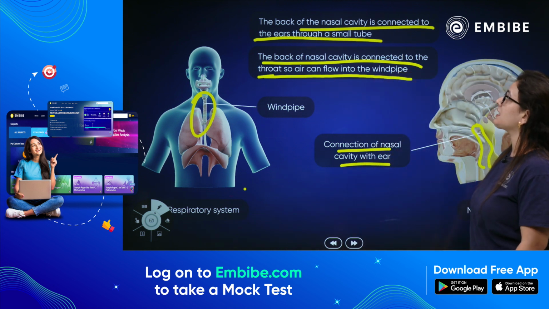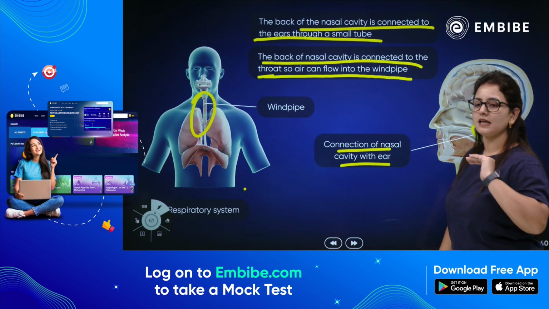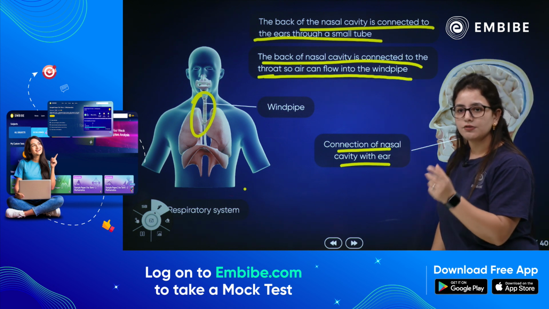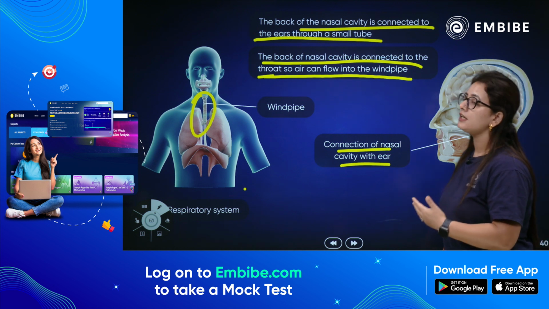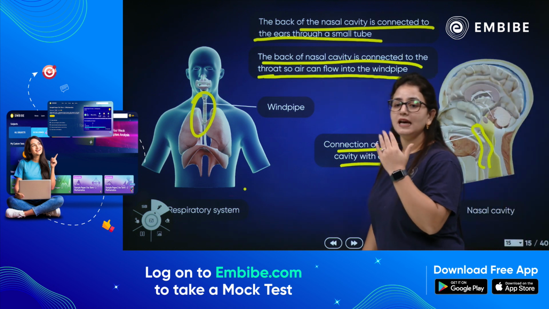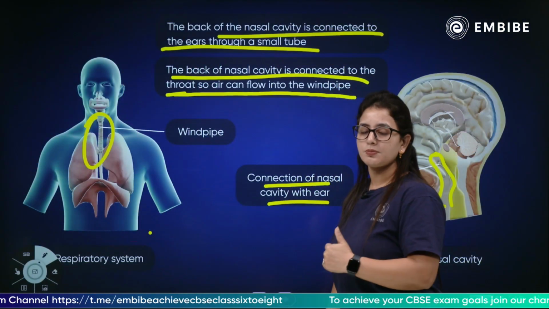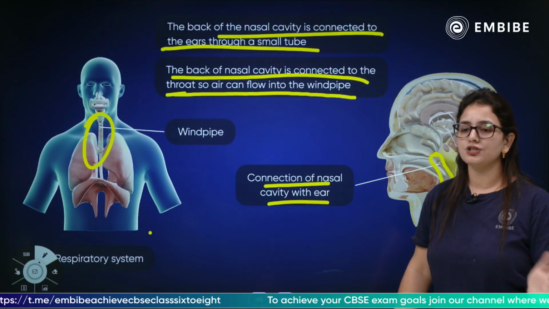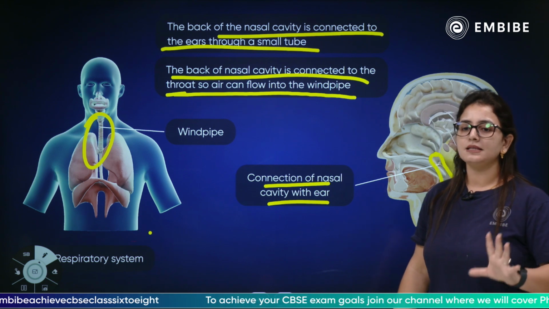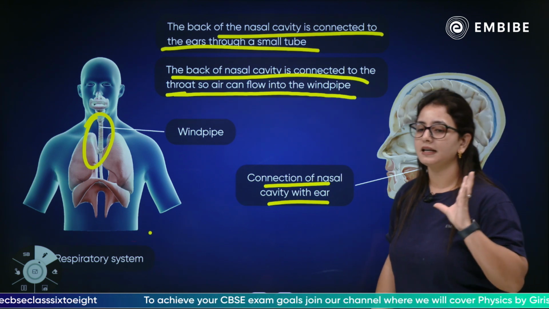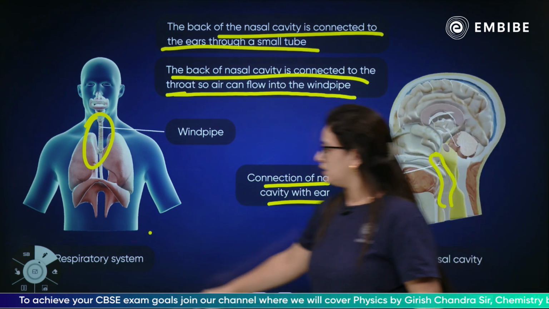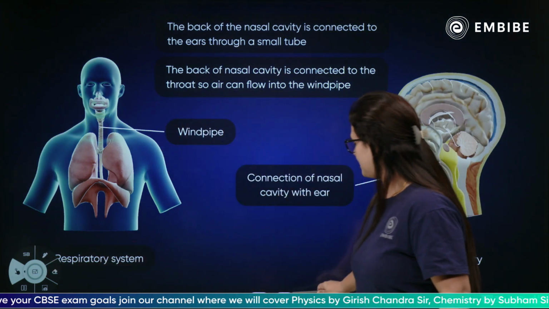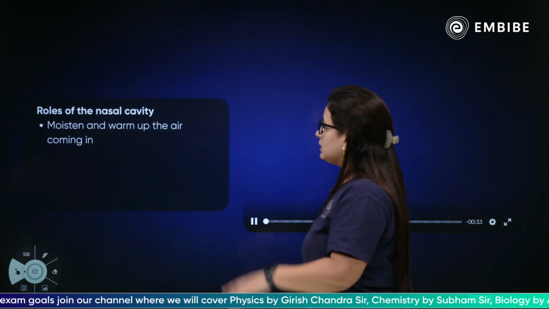Yes, the back of the nasal cavity is connected to the ear, which is a small tube, and the back of the nasal cavity is also connected to the throat, so the air could flow into the windpipe. So these are just next to each other, your windpipe and basically a small tube which is connecting towards your ear.